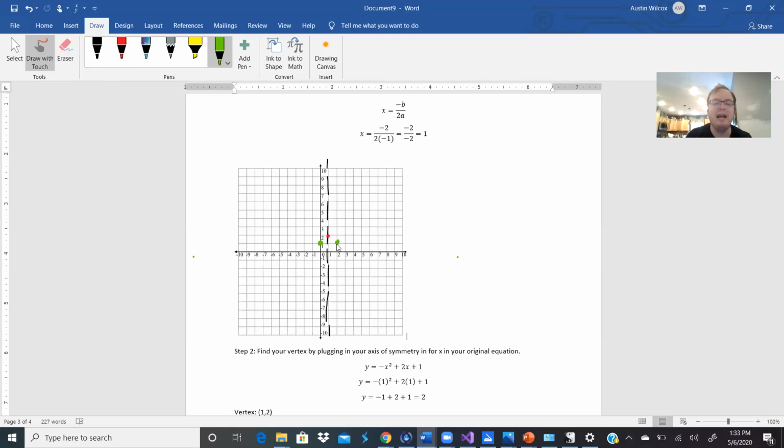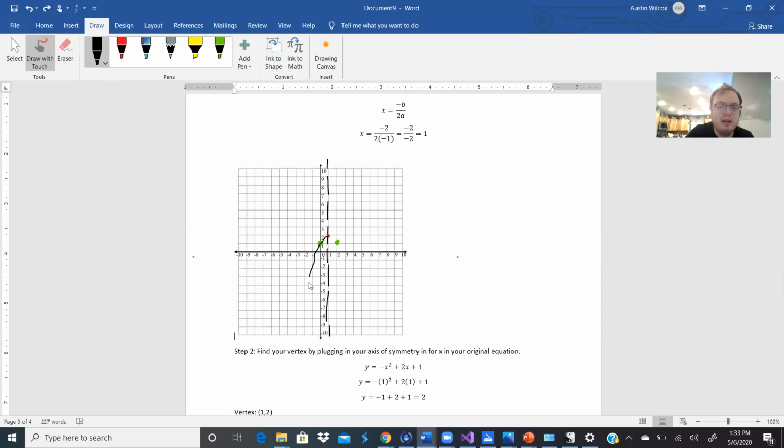And at this point, I can now graph my parabola. Just kind of connect the points. You don't have to be exact. Okay, you don't have to be exact. So if I graph this quadratic here.